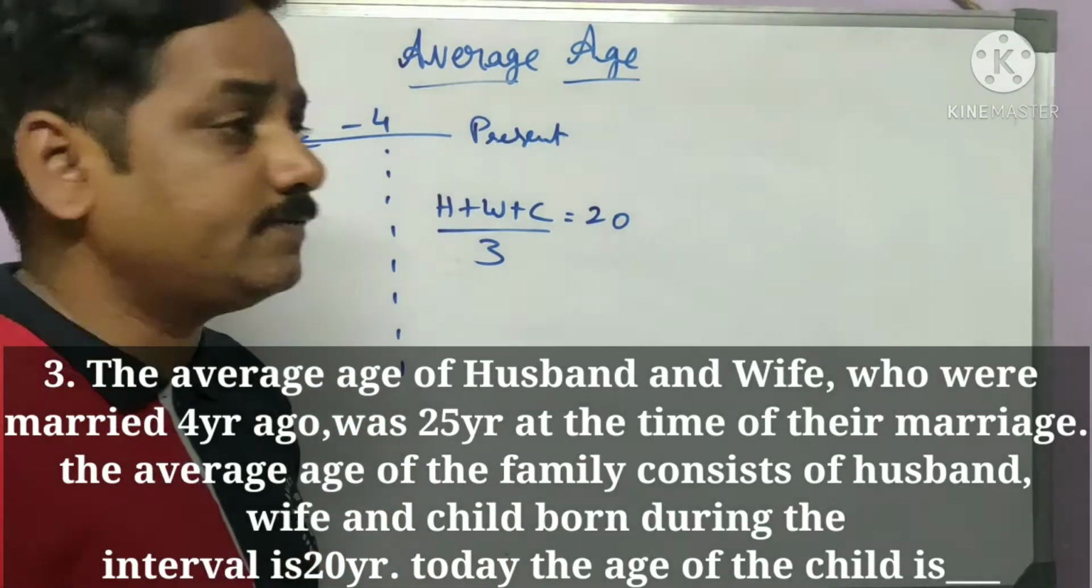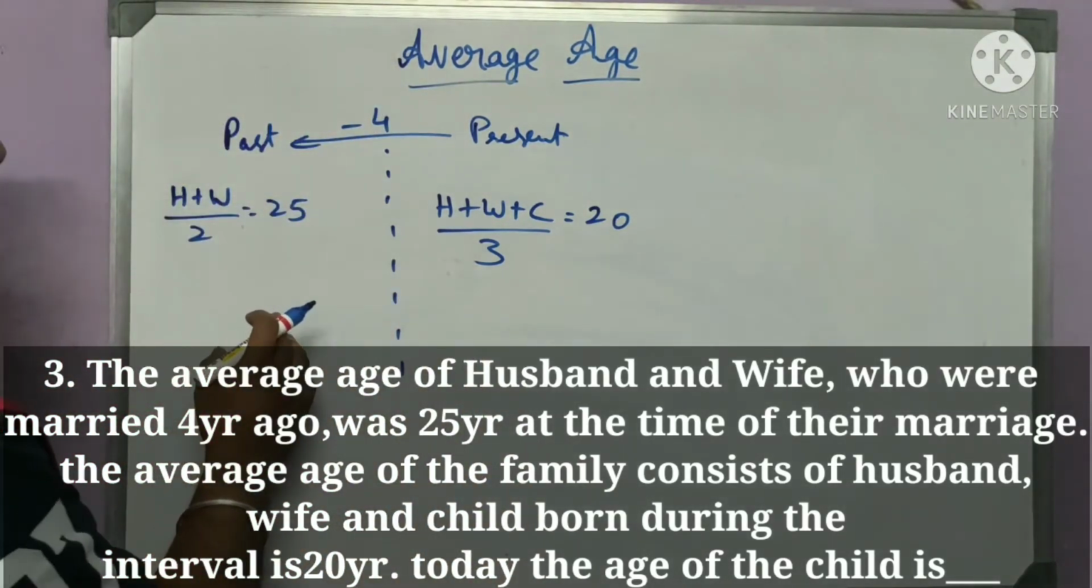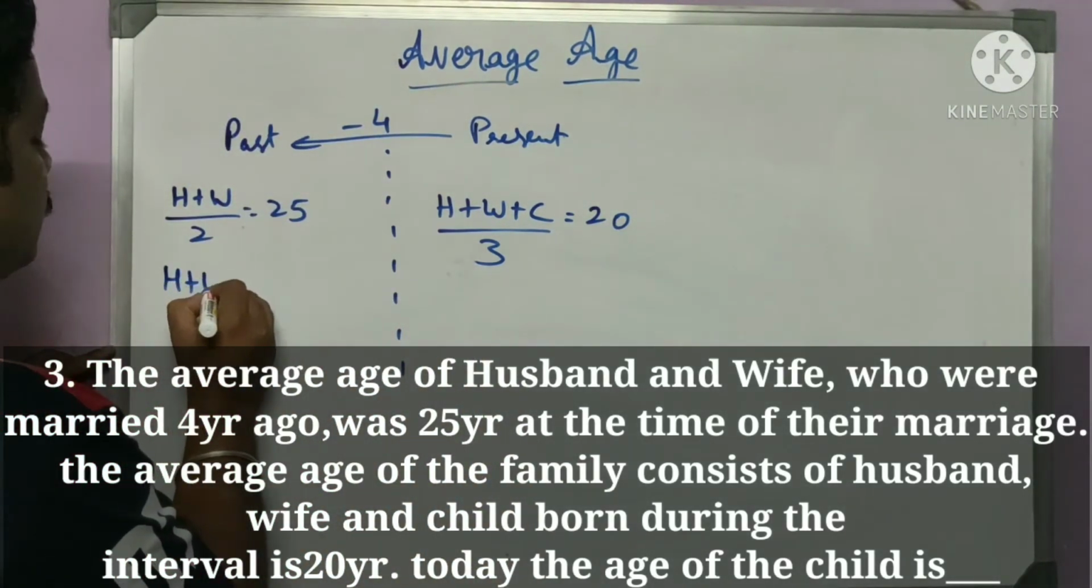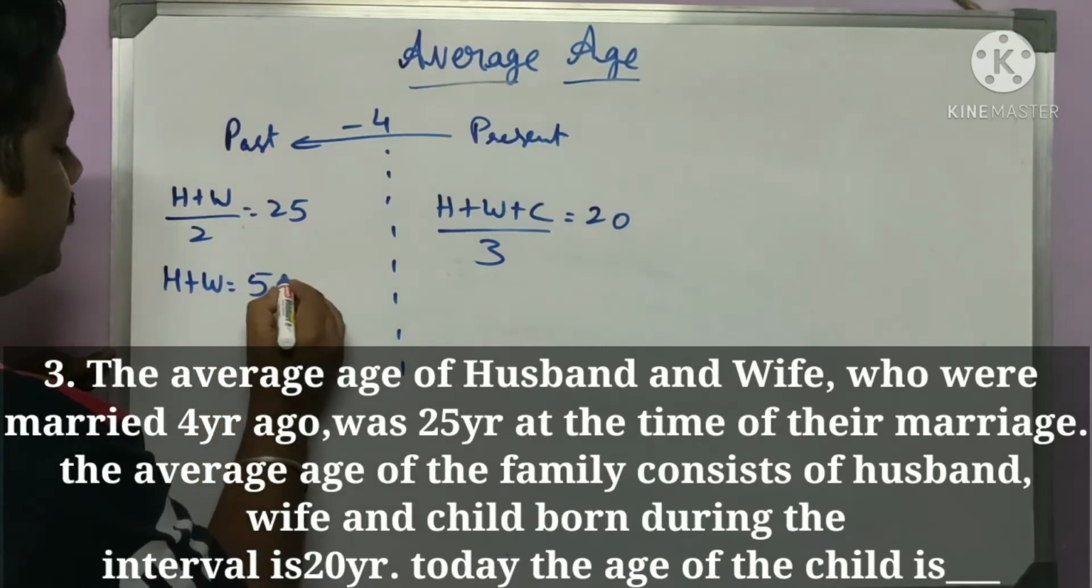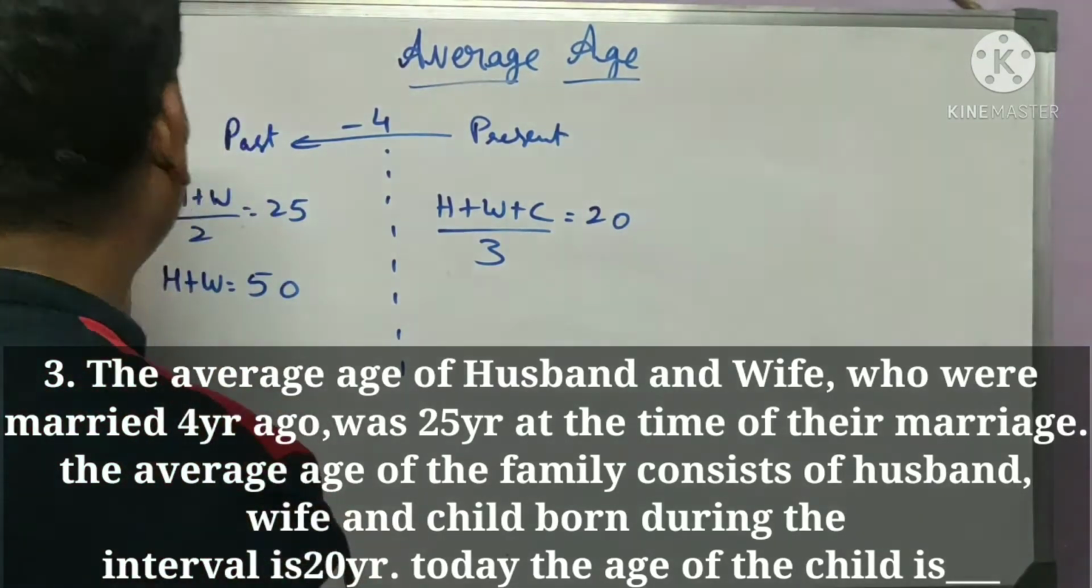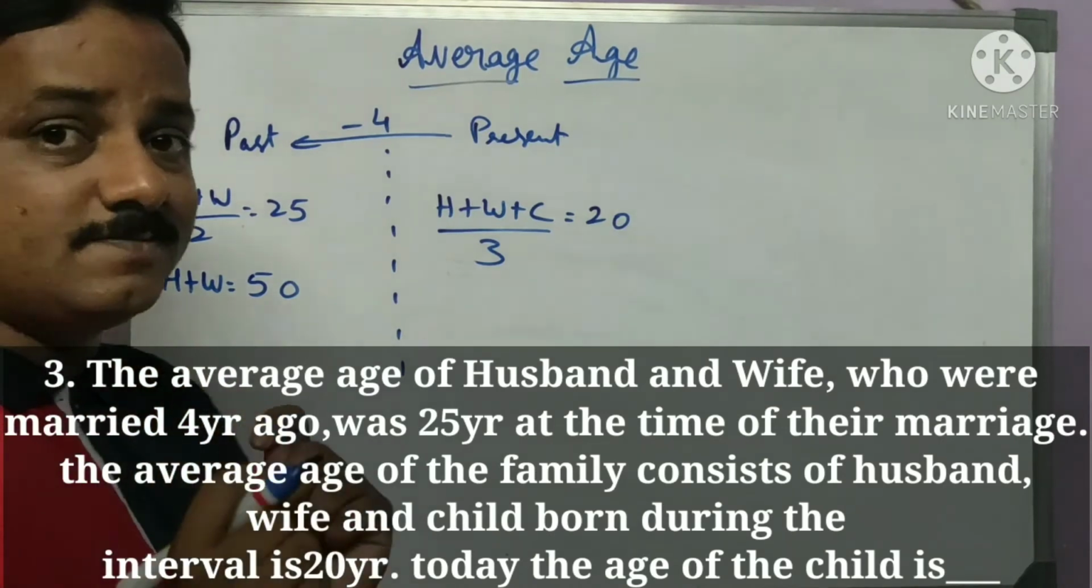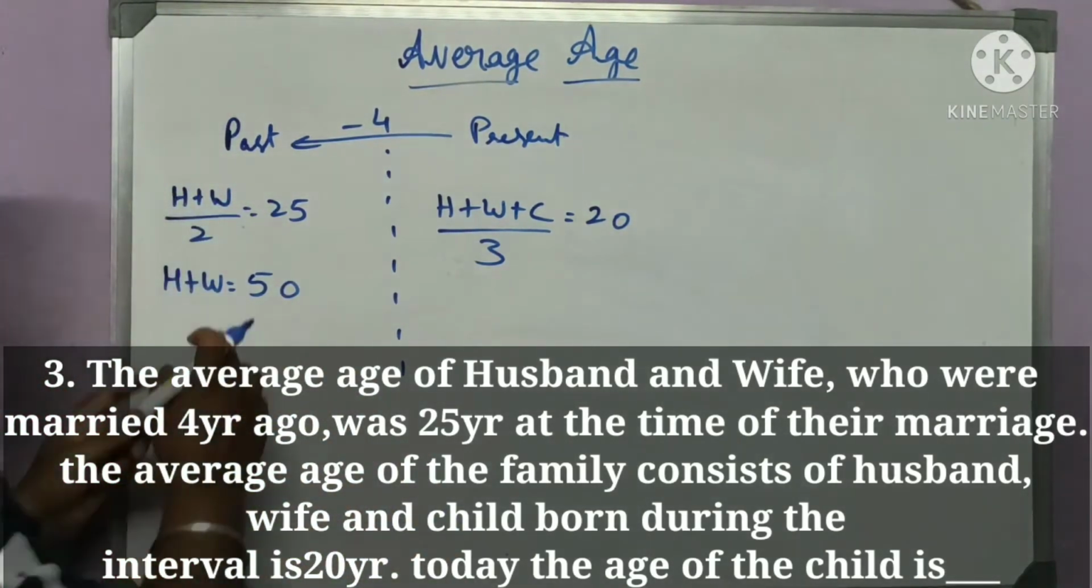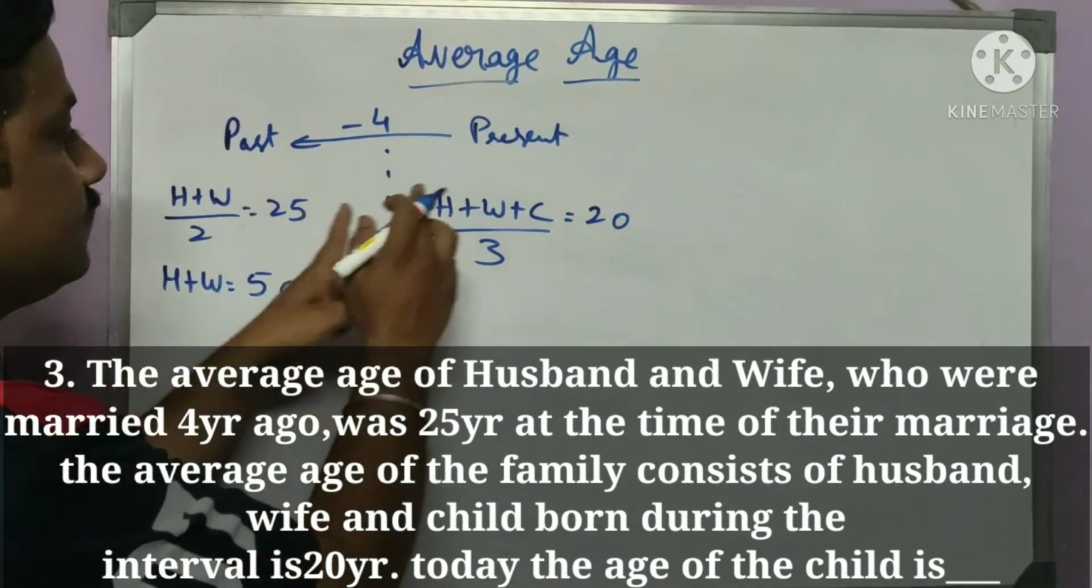This is similar to the previous question. So what you need to do first is find the sum of husband and wife, which is given as 50. The sum of the ages of husband and wife is 50. So you cannot put H plus W directly here.